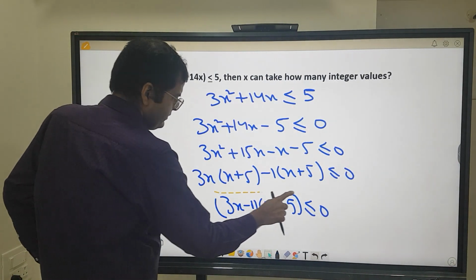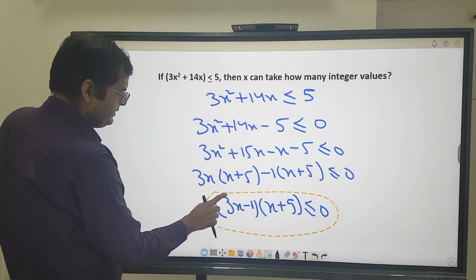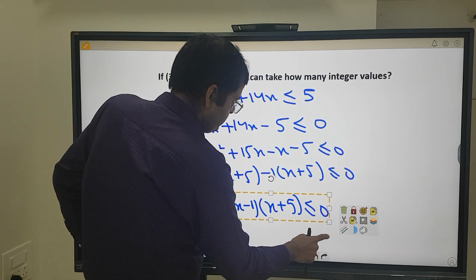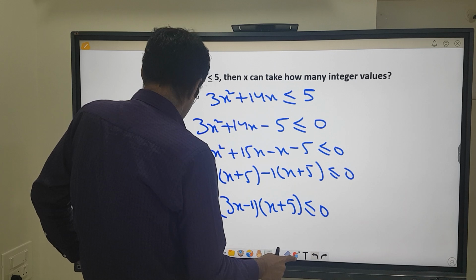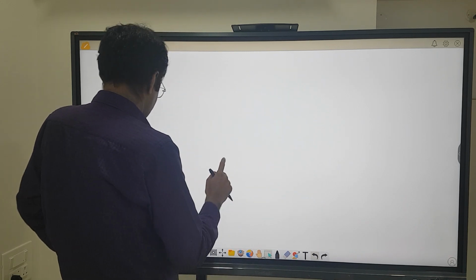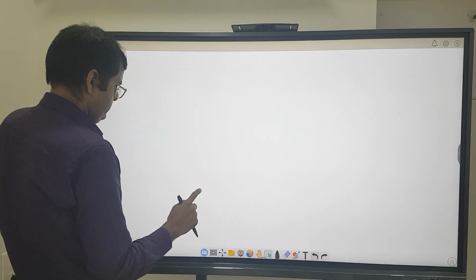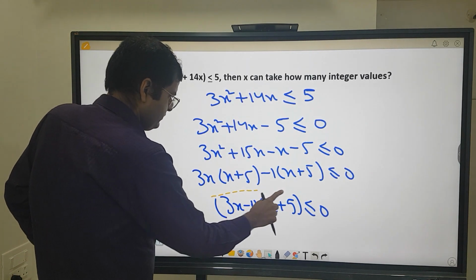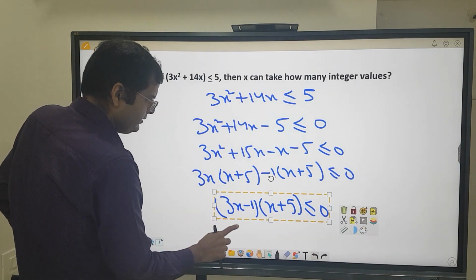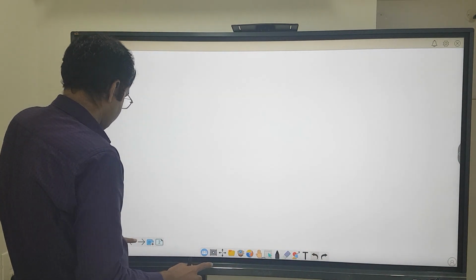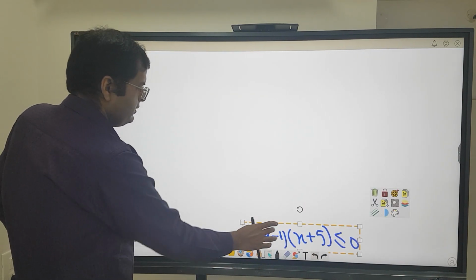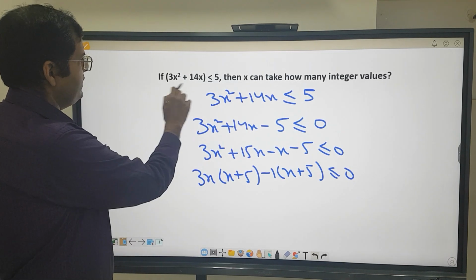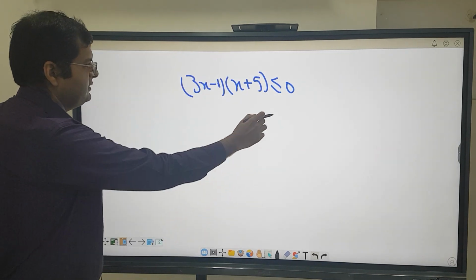Okay. So what I'll do is we'll copy this on the next page. Okay. So if we copy this, here actually we made a mistake. Just cut this out and we'll copy it on the next page. So this is what we have. So now this inequality has become like this.